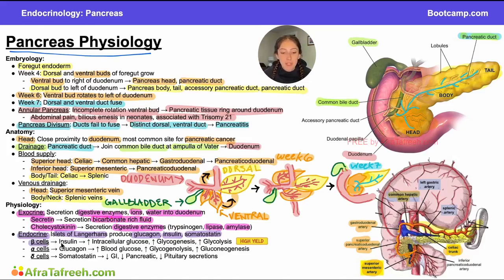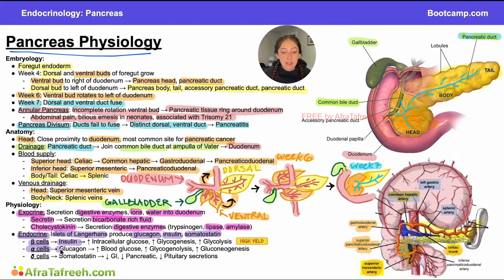So our beta cells are going to be responsible for secreting insulin. Insulin leads to increased intracellular glucose, increased glycogenesis, and increased glycolysis. If there's one cell that you remember what hormone it secretes, I would vote that it is the beta cells because it comes up so often on STEP. It's great to remember that the beta cells are responsible for secreting insulin.